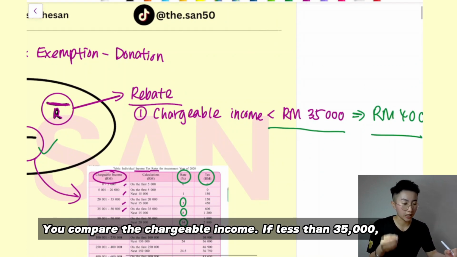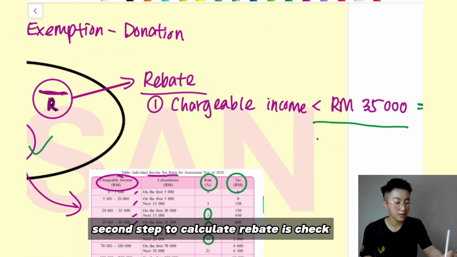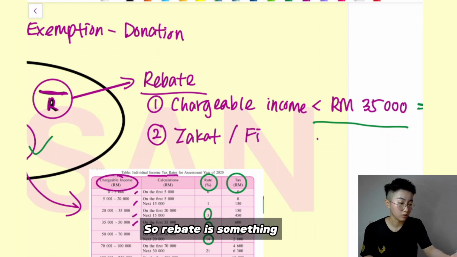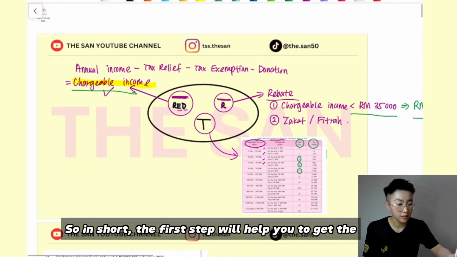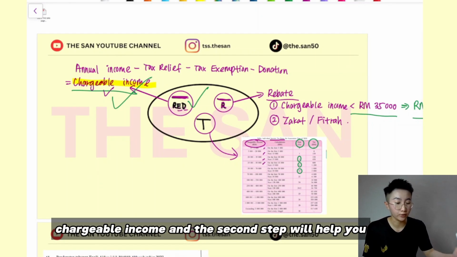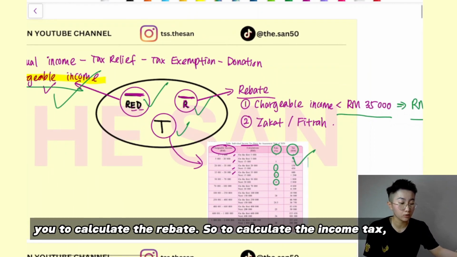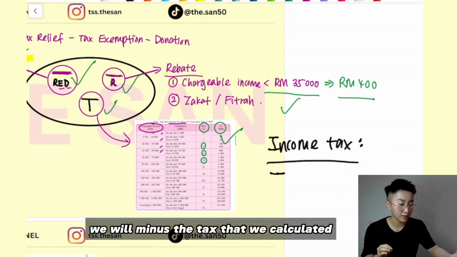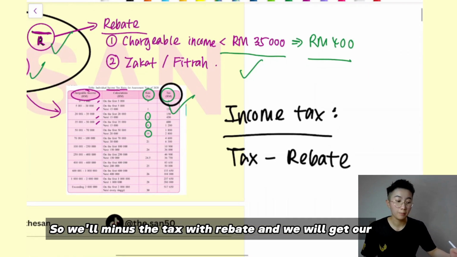You compare the chargeable income. If it is less than 35,000, then you will get a 400 rebate. The second step to calculate the rebate is to check whether you have zakat or fitrah. Rebate is something that will be eliminated from your tax. In short, the first step helps you get the chargeable income, the second step helps you get the tax, and the third step helps you calculate the rebate. To calculate the income tax, we minus the tax that we calculated in the second step with the rebate, and we will get our income tax.